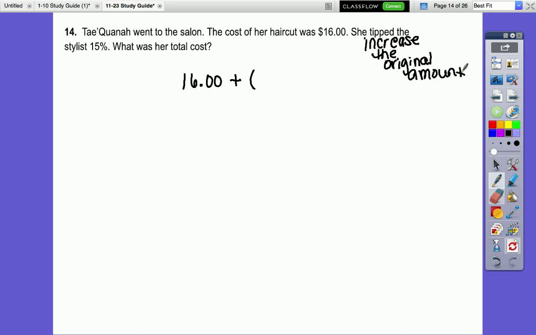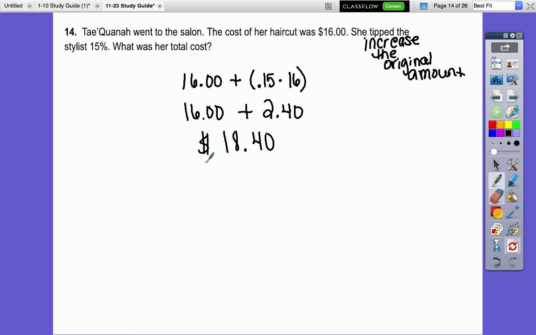So when we're increasing, we're going to add. So we're going to take 15% of that original amount, which was $16. So 15% of $16 will give us $2.40. We're going to add that right back to our original cost of $16. And that will give us $18.40.